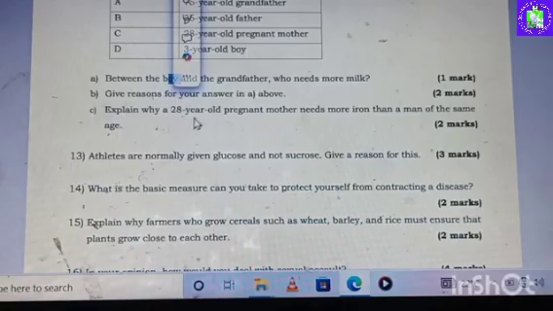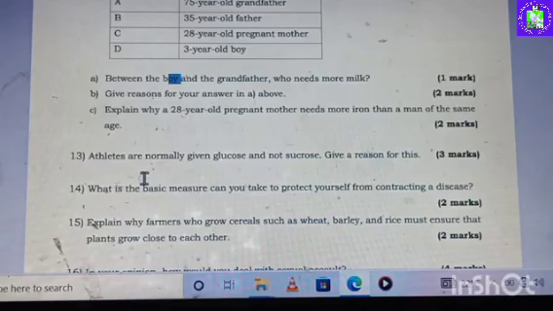Explain why a 28 years old pregnant mother needs more iron than a man of the same age. Because the pregnant mother needs more oxygen. That more oxygen binds with iron, especially in hemoglobin. It means they need more oxygen, so they need more iron compared with that man.